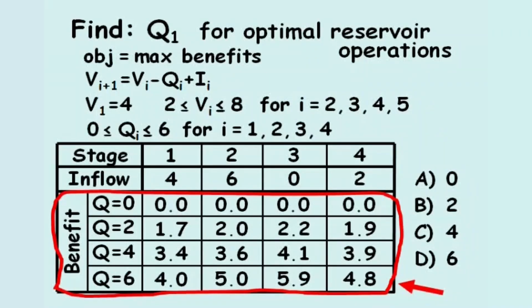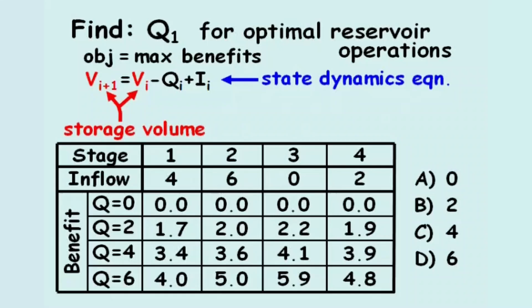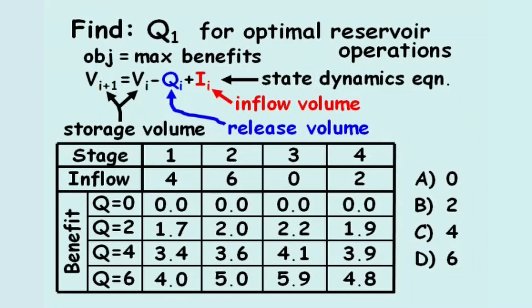The state dynamics equation relates the volume of water in the reservoir from one stage to the next, where V equals the storage volume of water in the reservoir, Q equals the volume of water released from the reservoir, and I equals the volume of inflow.